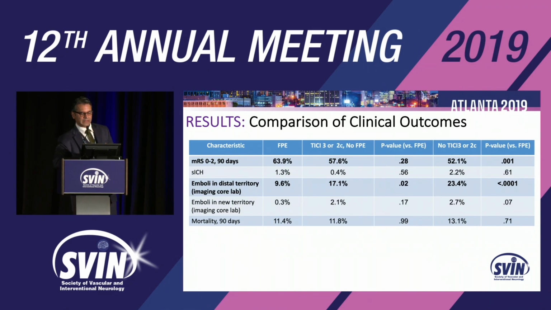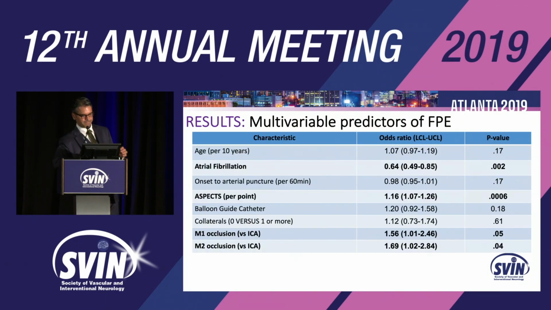If you look at the emboli in distal territory, you can see that that is higher in the group that had no first pass effect but did eventually achieve TICI 2C/3 recanalization. And you can see that's even higher in the group that did not achieve TICI 3 or 2C recanalization. Again, the safety endpoints were comparable between the three groups.